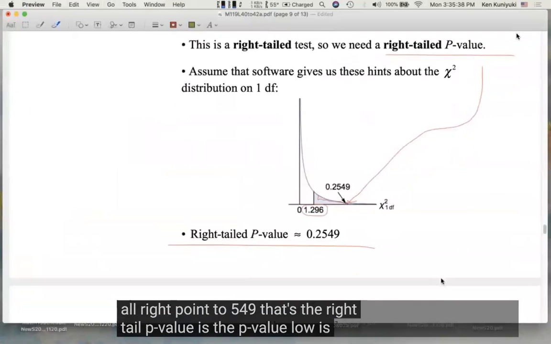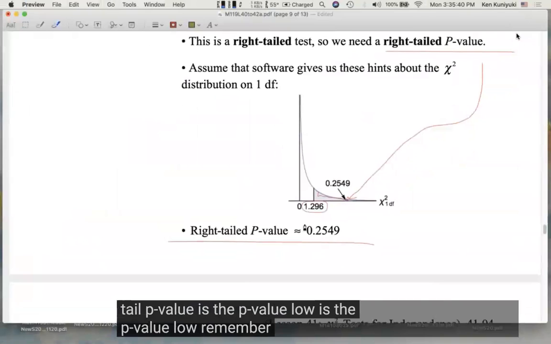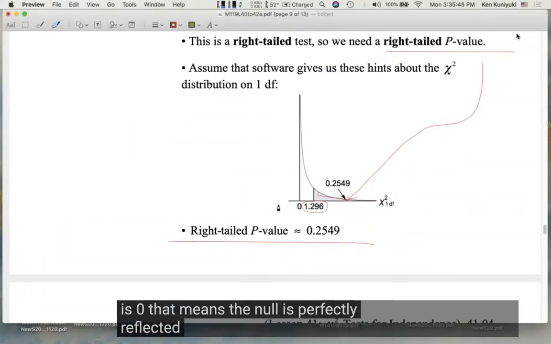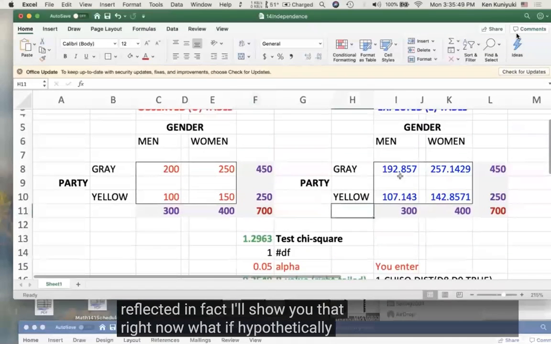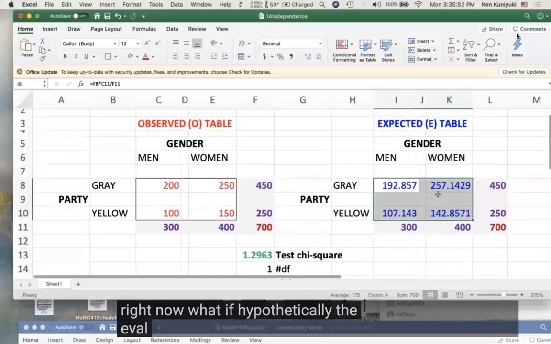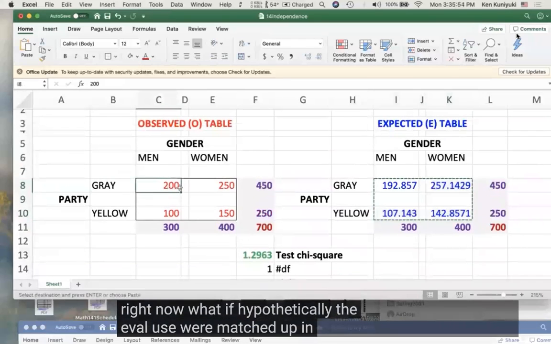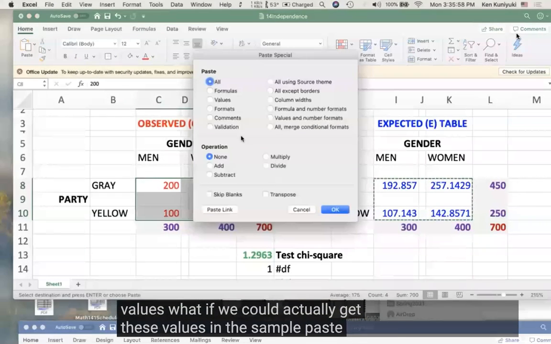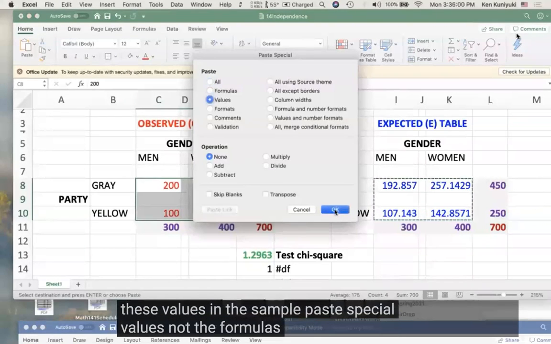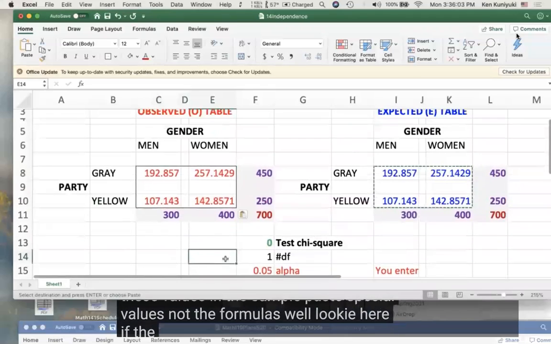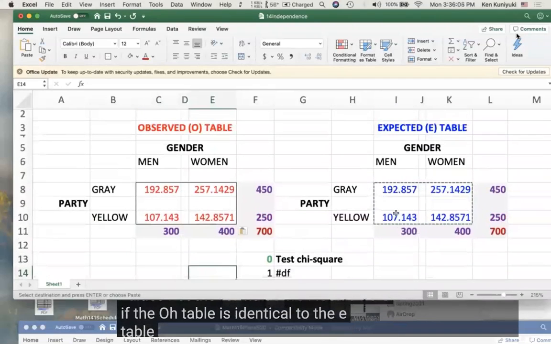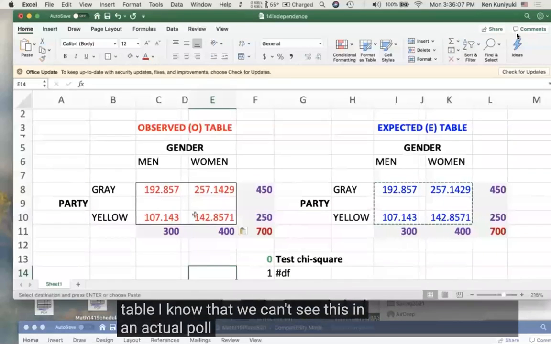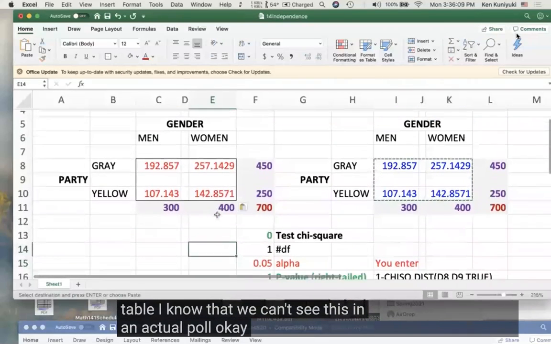Is the p-value low? Remember, if the chi-square is 0, that means the null is perfectly reflected. In fact, I'll show you that right now. What if hypothetically the E values matched up with the O values? What if we could actually get these values in the sample? Paste special values, not the formulas. Well, look here. If the O table is identical to the E table, I know that we can't see this in an actual poll.